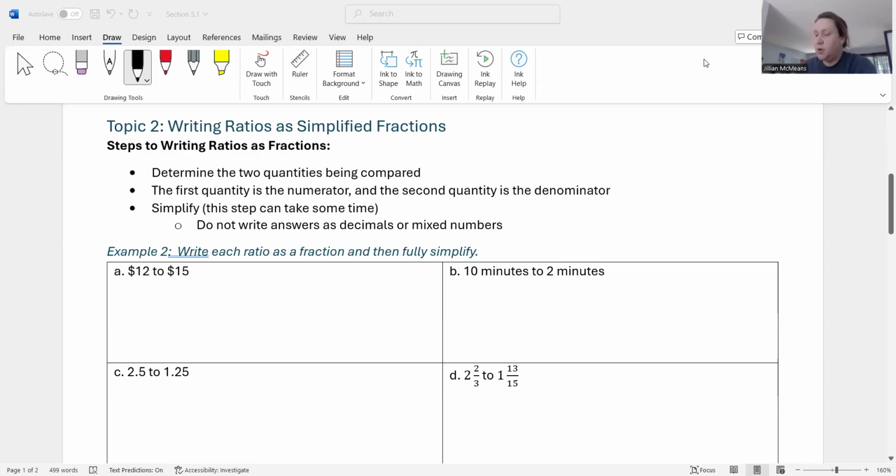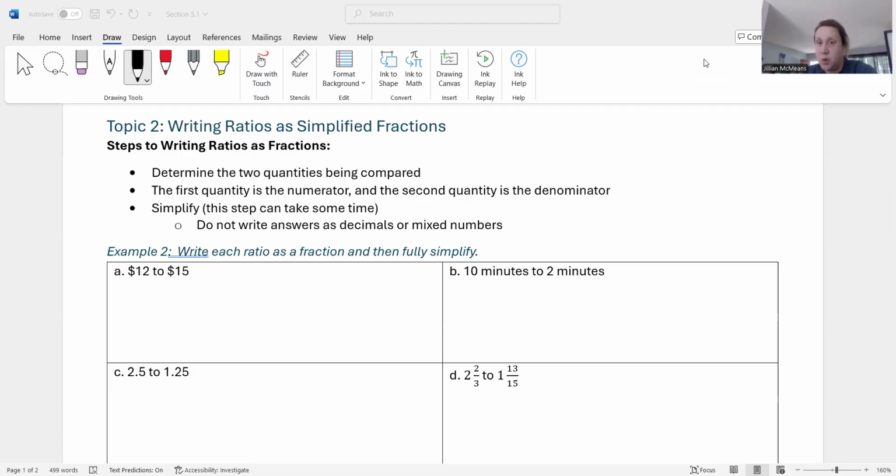In topic 2, we want to look at writing ratios as simplified fractions. In the previous video, we learned just what is a ratio and we learned how to take words and convert it to a ratio in fraction form. Now we want to talk about simplifying a ratio. So, steps for writing ratios as fractions.